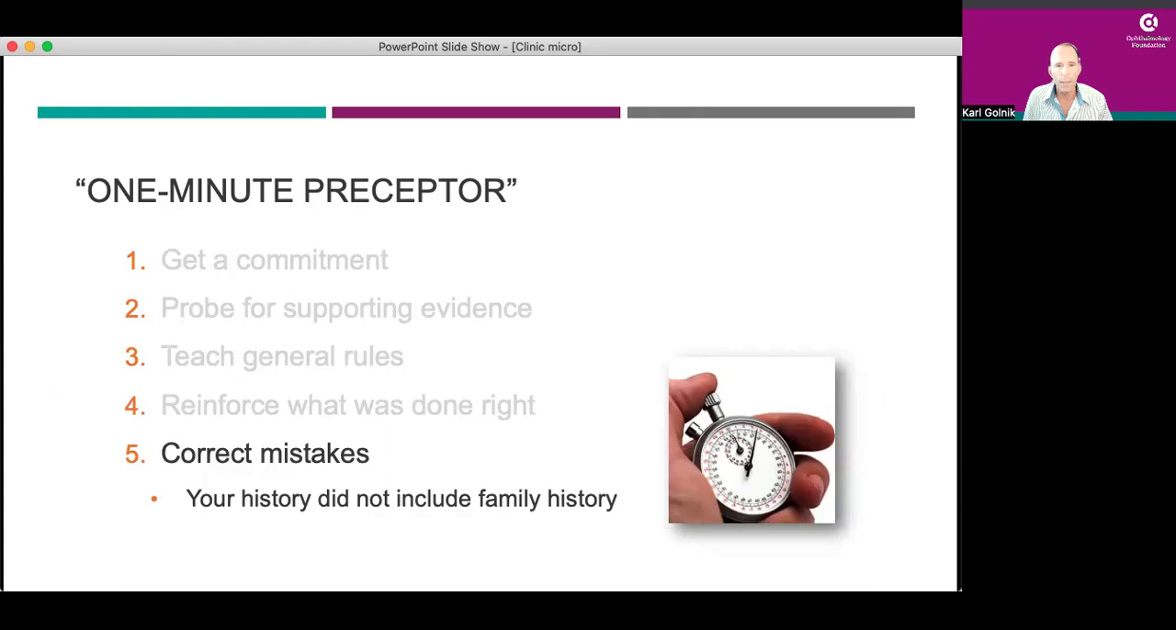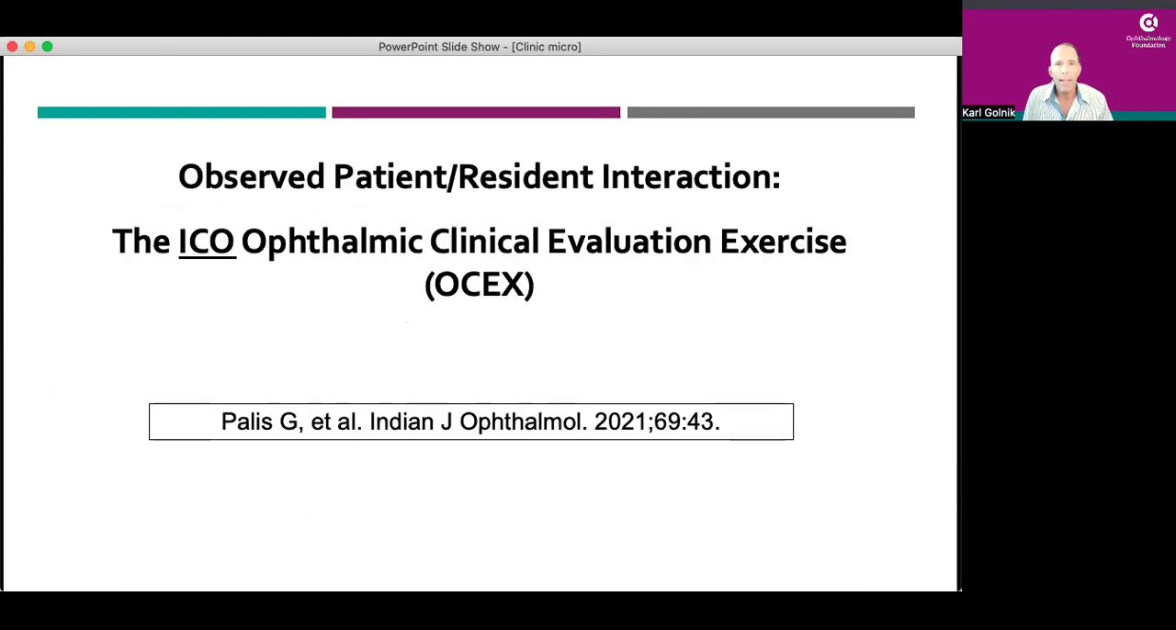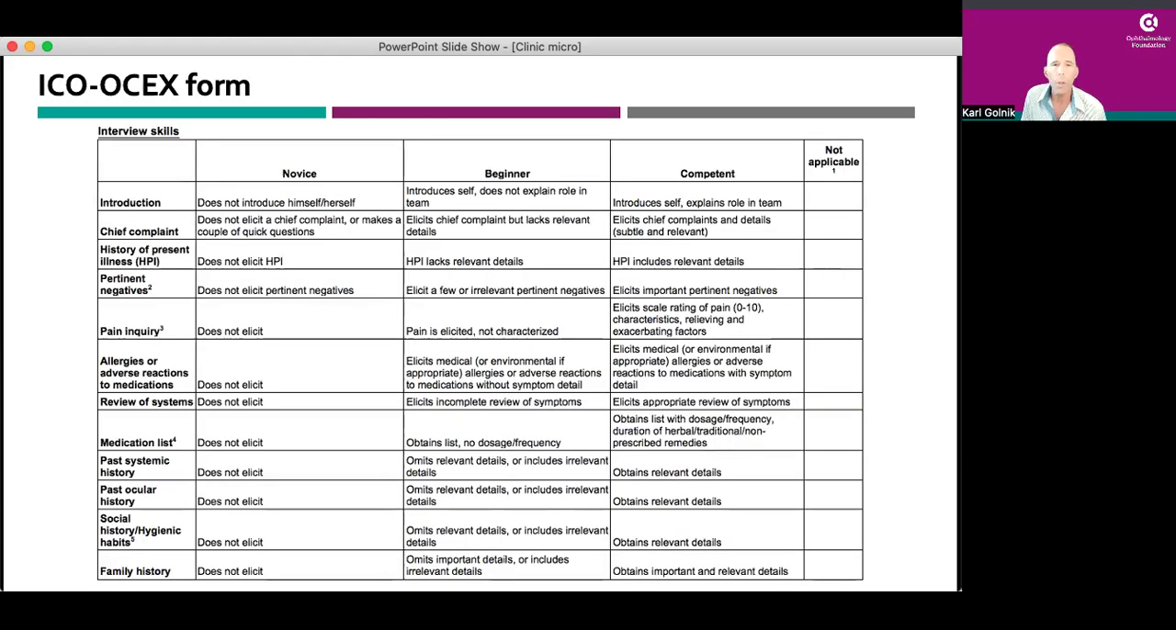Now, how do we give this good feedback? One method is to more objectively assess their performance in the clinic. That's the basis and really the goal of this ICO ophthalmic clinical evaluation exercise, which was published a couple of years ago now. This is a form that looks long. It's not really. It's simply what you observe during a resident-patient interaction. You can see on the left side various parts of the interview. They're taking the history, and then a rubric here allows you to simply circle the behavior you saw. What did you see? This makes the evaluation a bit more objective.